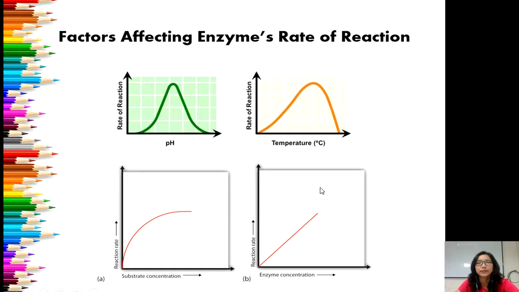Overall, these are the four graphs that we already discussed, learned, described, and explained. So review again the shapes of the effect of pH, temperature, substrate, and enzyme concentration, and make sure you are able to distinguish between describing and explaining.